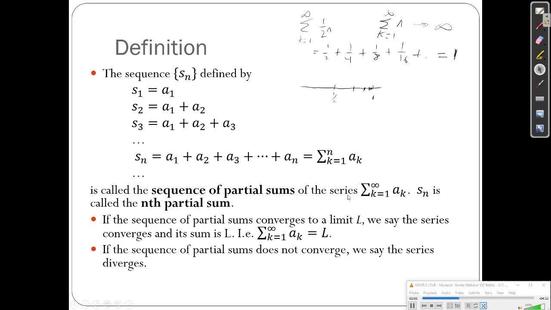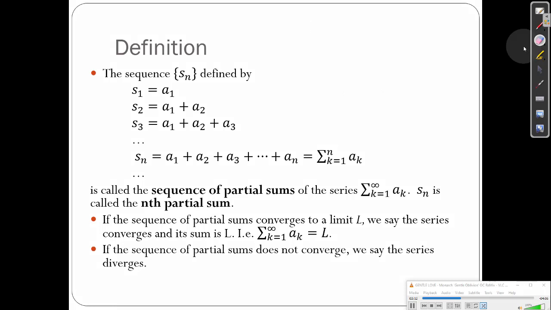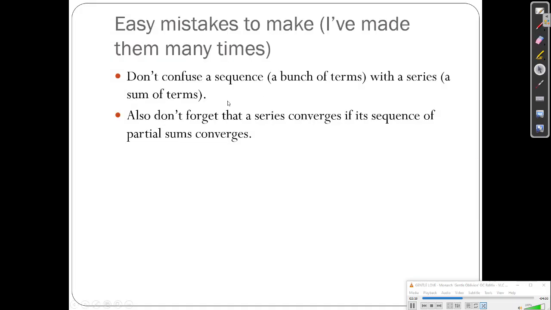It's a small distinction, but it's worth making because it's very easy to forget. I'll have a slide that actually reminds us of it at the end here. So yeah, don't confuse a sequence with a series. Don't forget that a series converges or diverges based on its sequence of partial sums.